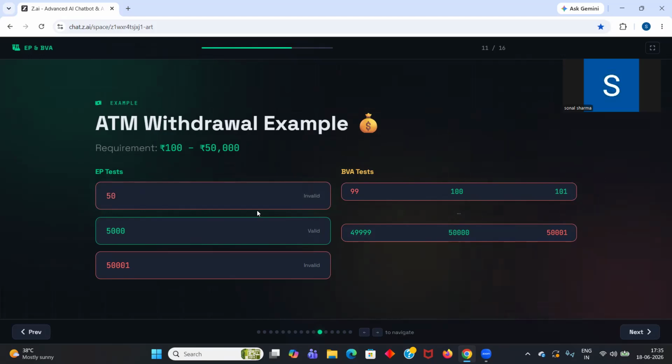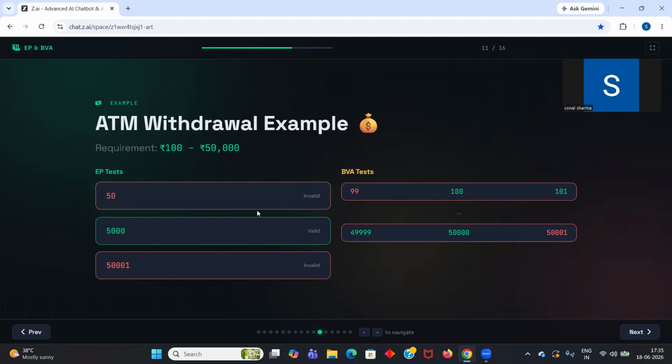Then another test case will be between 100 to 50,000. It could be 5,000. That's a valid test case and should be accepted. And then the third test case will be more than 50,000. That could be 50,001. So that's an invalid value and it should be rejected. And these are the test cases according to our equivalence partitioning technique.